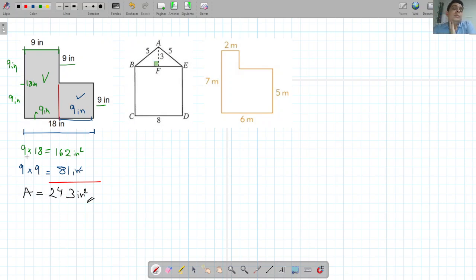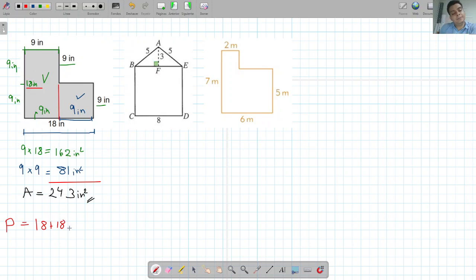Now, what about the perimeter? The perimeter in this situation is very simple. For the perimeter, we need to look for all around the figure. In this shape, we already have some of the measurements. Now here we got 18. Up here, we already know it's 18.